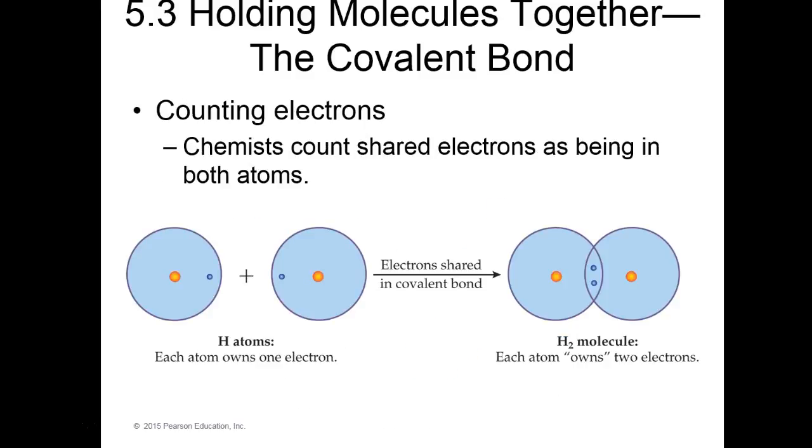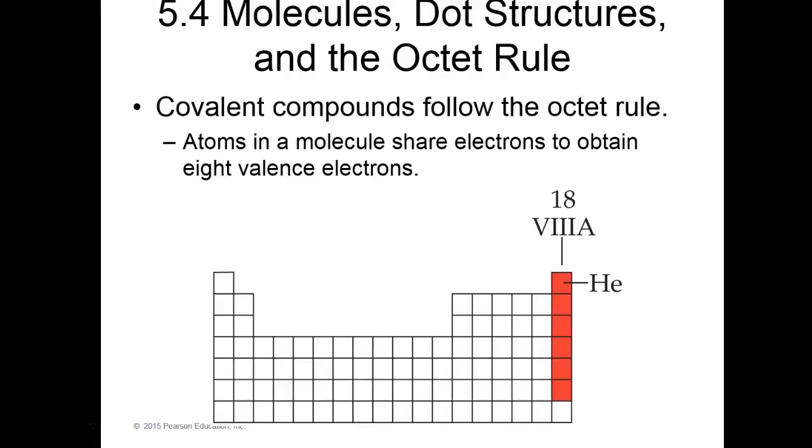So chemists count shared electrons as being in both atoms. Here's a hydrogen atom. Each atom owns 1 electron. In an H2 molecule, each atom owns 2 electrons. Covalent compounds do follow the octet rule. Atoms in a molecule share electrons to obtain 8 valence electrons.